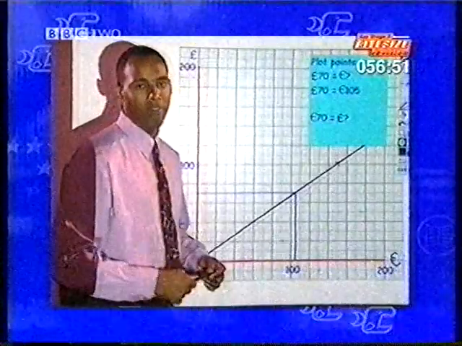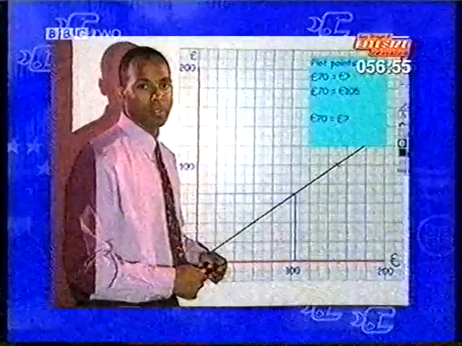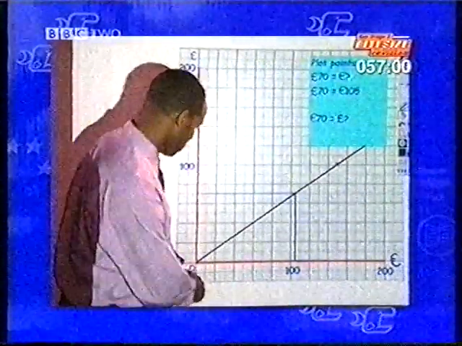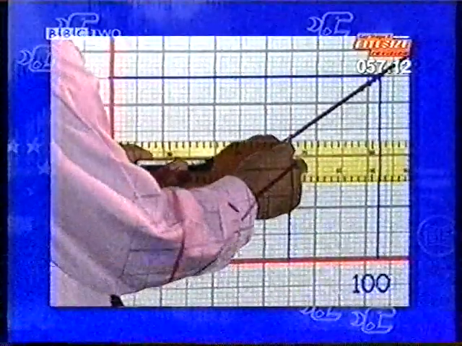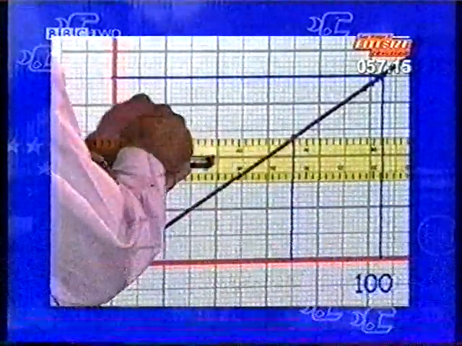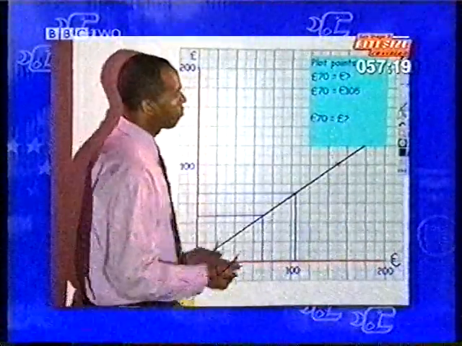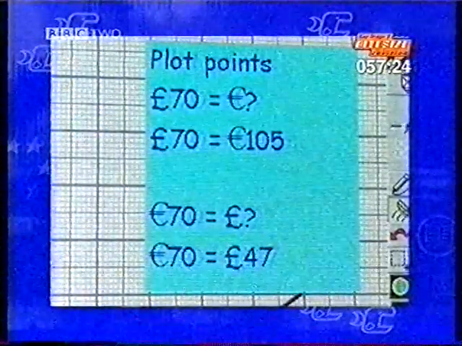We can do this the other way round. We can find how many pounds we get for 70 euros. Okay, this time starting on the x-axis, 70 euros is here. Gives a value in pounds of £47. 70 euros equals £47.